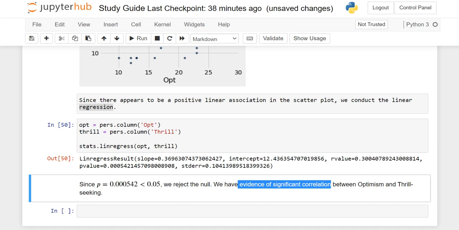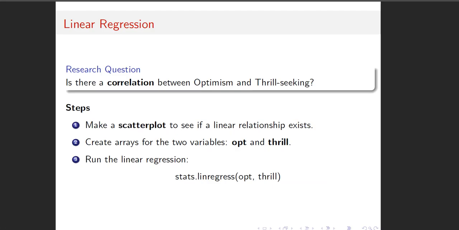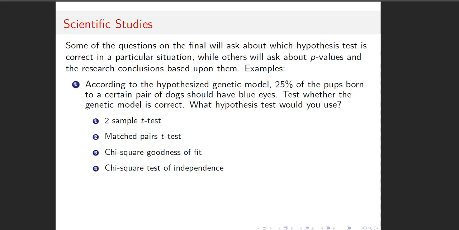Okay, so I went through those pretty quickly, and I wanted to get to some additional questions. Why? Well, again, you're not going to be coding on the test. Is this important? Well, you should recognize it. It'd be good to have an example on your study guide if you'd like, just to remind you of how it goes. That's great. But there are going to be questions like this on the test too, and I wanted to go over some of them. They're going to ask you which hypothesis test you should use in a particular situation, and they'll ask you about p-values and what your research conclusion should be.